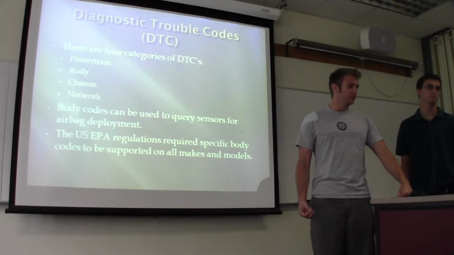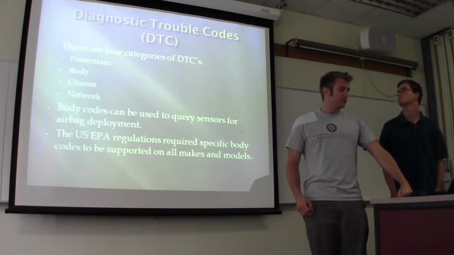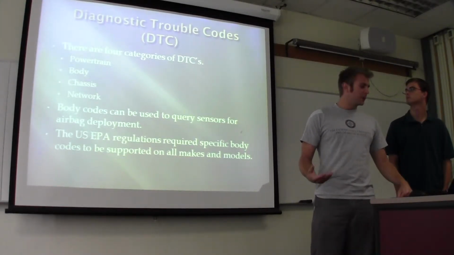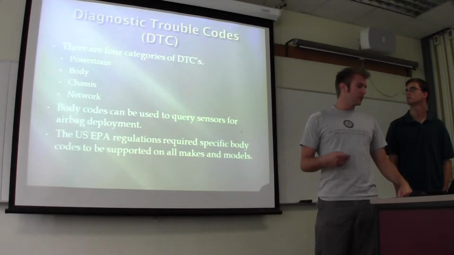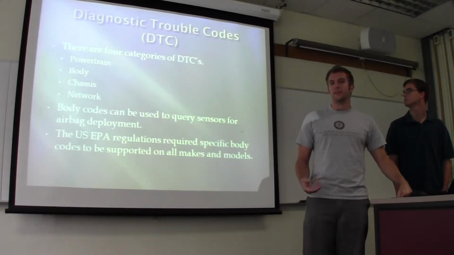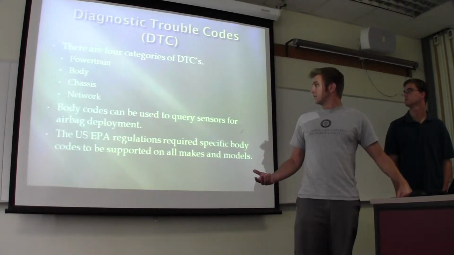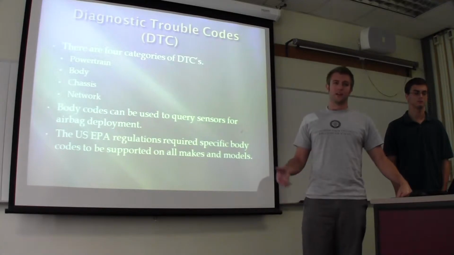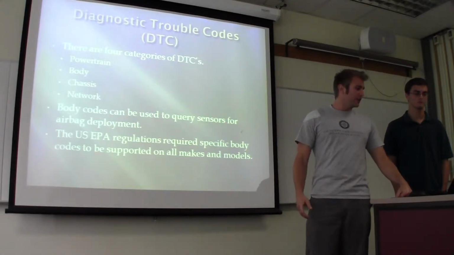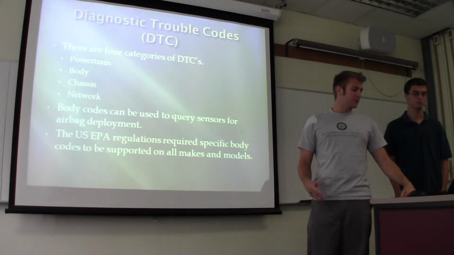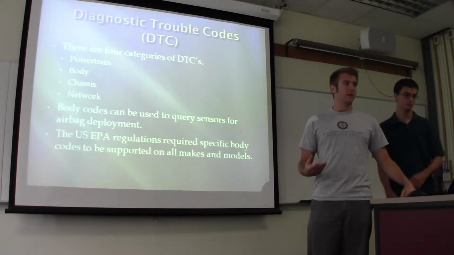The diagnostic trouble codes are basically what set off your check engine light. There are four categories of them, and the one that we're most interested in is the body. What we're trying to query is whether your airbag deployed. Now there's a lot of airbag deployment, like stage 1, stage 2, stage 3, side airbags and all that. Luckily for us, the EPA required a specific set for airbag deployment.